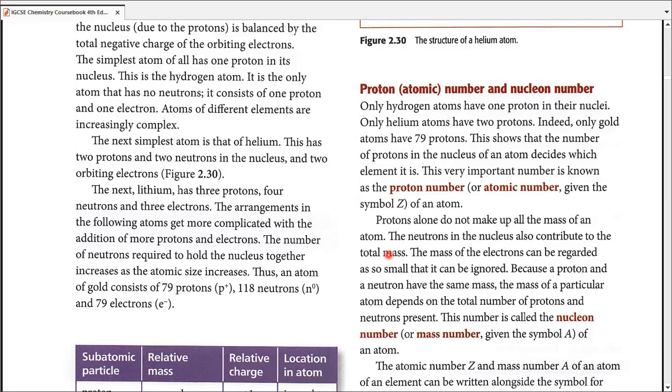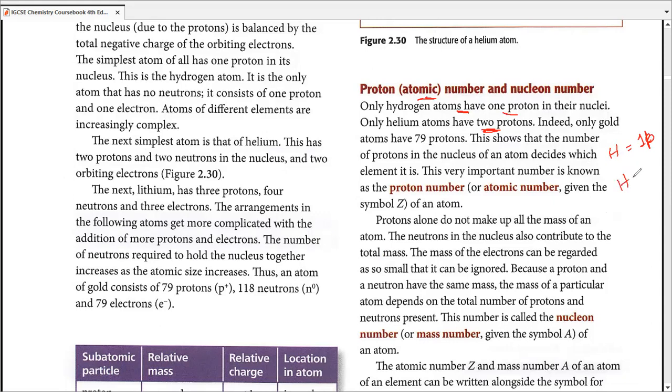Now, proton number, which is also named atomic number, is the number of protons in an atom. Any atom of an element will have the exact same number of protons as the other atoms of the same element. But it will always have a different number of protons in comparison with an atom of a different element. What does that mean? Hydrogen will always have one proton no matter which atom of hydrogen you take.